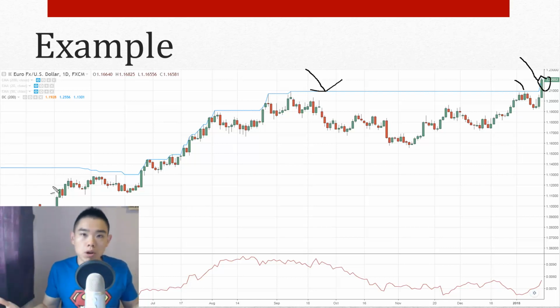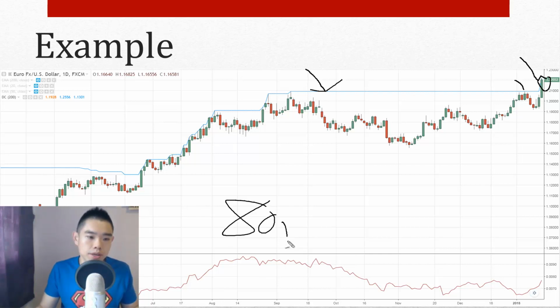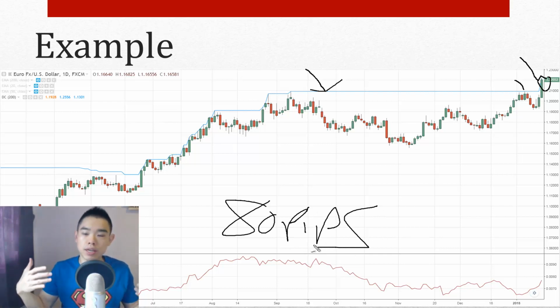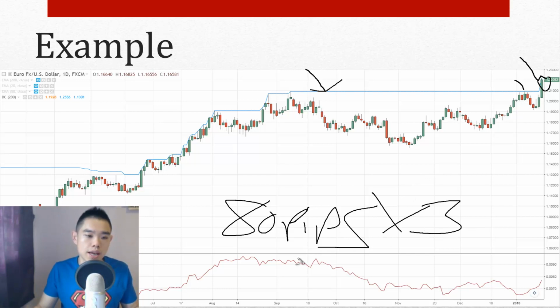So now, stop loss, trailing stop loss, how do we go about it? Well, if you look at the ATR indicator, let's say the ATR value is about 80 pips. And remember, we are using 3 ATR. This means you take a multiple of 3. So 80 pips multiplied by 3, you get about 240 pips as your stop loss.